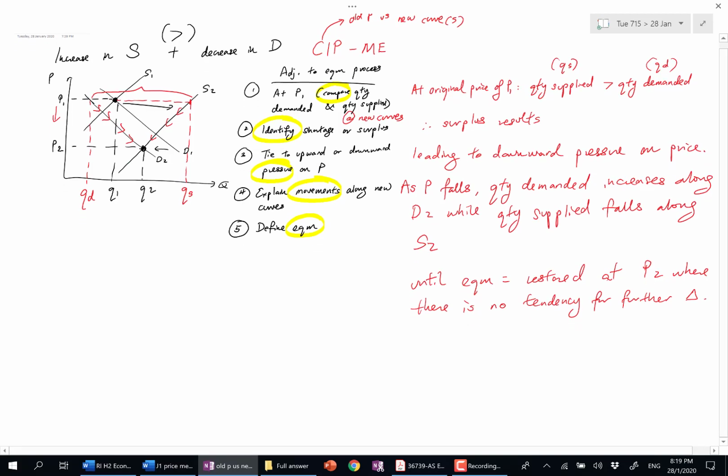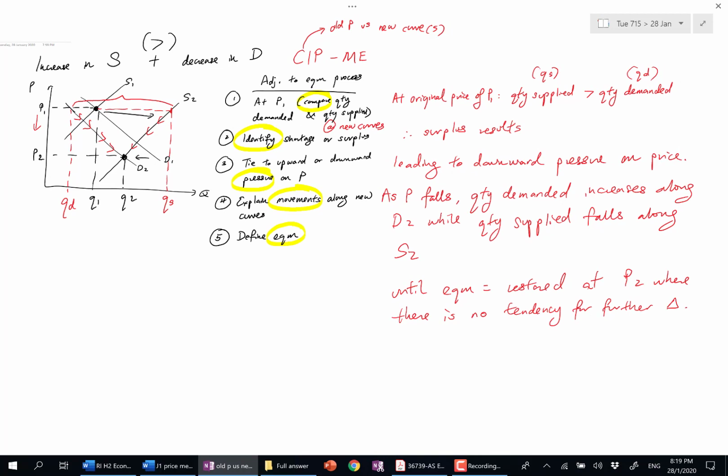Any questions? You got this? Okay, you got this? Very good. So this is CIPME. Alright? So to summarize the key steps, E is pure memory work. Memory work on what? On the definition of equilibrium. Okay? Point where there's no tendency for further change.